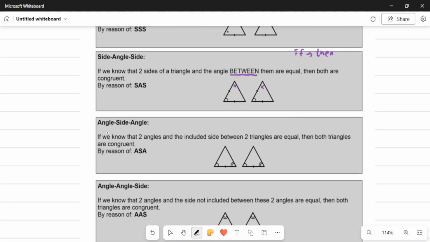Third condition, angle side angle. If we know, can you see in every statement here, I'm using if, then, very important.